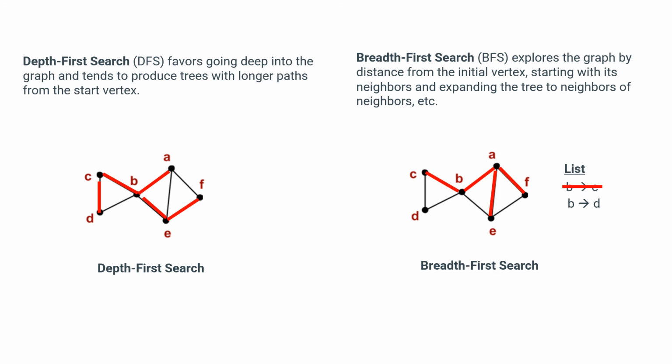So I go to the list. B has a neighbor of D, so I will visit that next. And now nothing on my list is left, and looks like I visited all of the vertices, so I'm good.